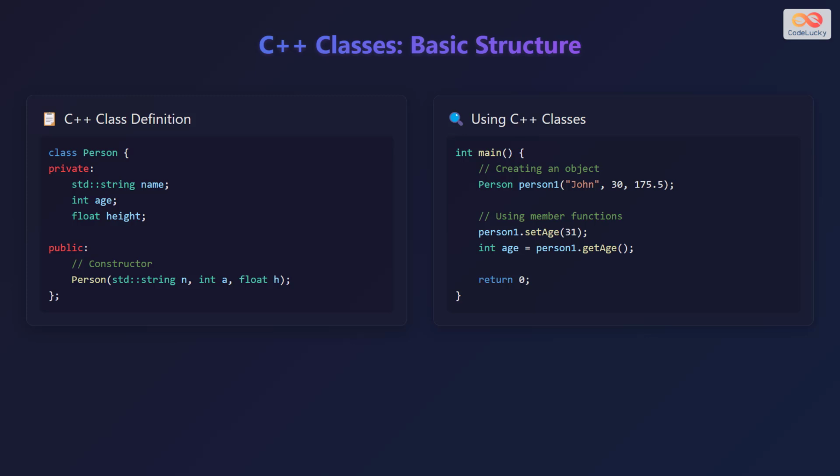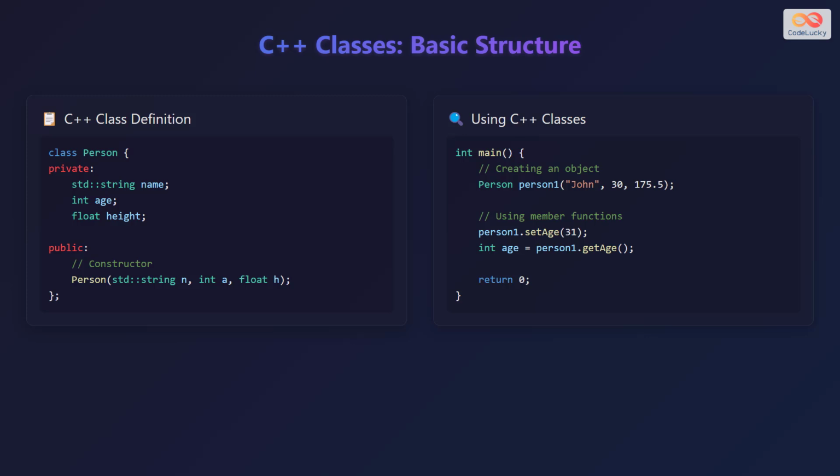Let's examine the basic structure of C++ classes. In C++, a class is a blueprint for creating objects, which can contain both data and functions that operate on that data. On the left is a C++ class definition. The keyword class is used to define a class named person. Inside the class, there are three private members: name of type string, age of type integer, and height of type float. Also, there is a public constructor for initializing the person object.